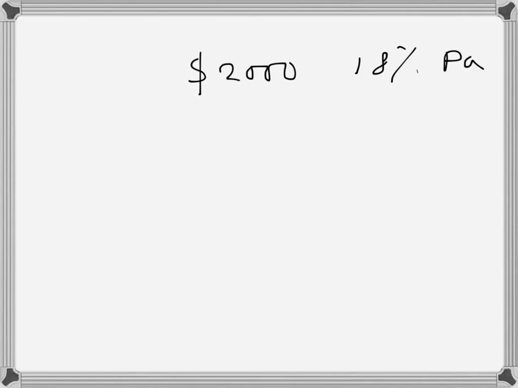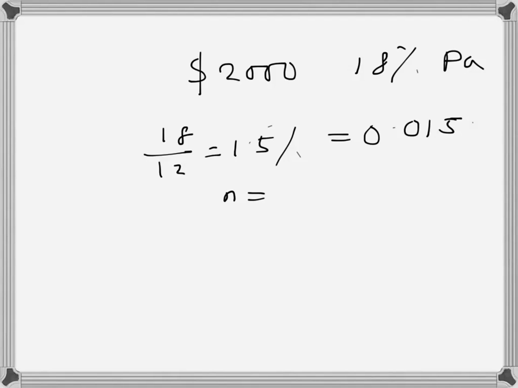So 18% per annum. So the monthly interest will be 18 over 12, which is 1.5%, in terms of decimal point, 0.015. So the amount owed after first month and 3 years. So the total months will be 3 times 12. So total installments will be 36 installments.